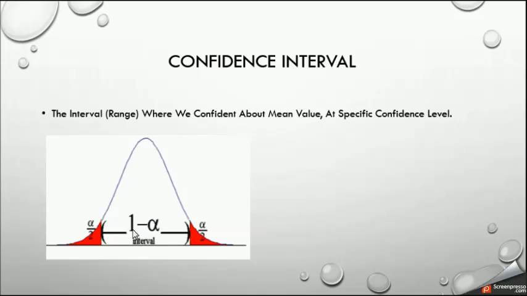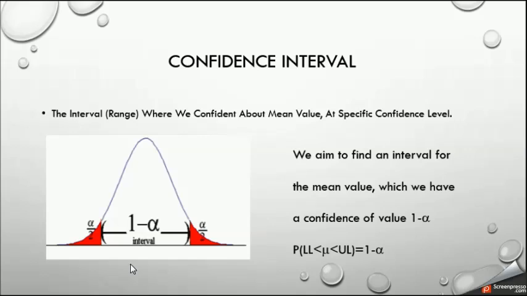In between here we have the acceptance region, which is 1 minus alpha. So if alpha is 5%, we have 1 minus alpha, which is 95% confidence. In fact, the interval is only the acceptance region in the white area. So we are going to construct the confidence interval to represent where we are confident about the values of the mean.